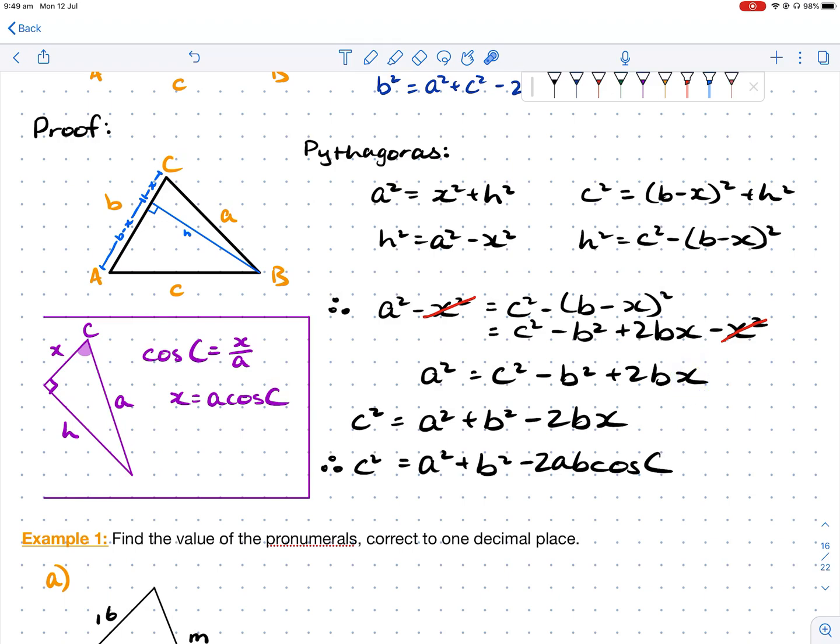Now that x is going to be an issue because we didn't start with that x. So we go back to that little triangle, which I've drawn here, and if I want to find that length, I can write that in terms of a. If that's the angle that we're looking for, cosine of C is x over a, so x is a cos C. So we can replace x with a cos C, and that's how we end up with that formula. Now, you don't need to know the proof of it, but it's well worth knowing where it's coming from, so it's not just a formula that you're memorizing or using without any understanding of it.